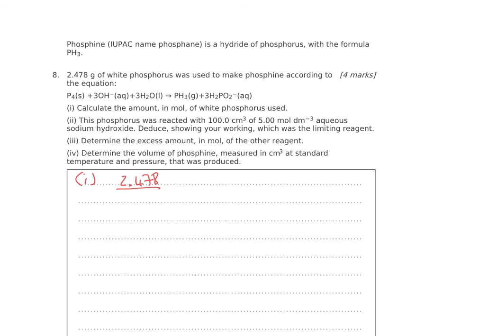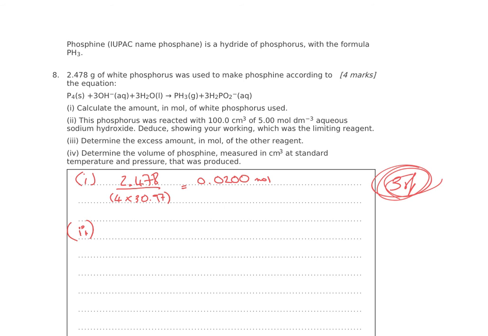So P is 30.97 and there's 4 of them. So that's 0.02. And again, 3 significant figures. Moles, always 3 significant figures. That hasn't changed from GCSE. Might have used one significant figure.